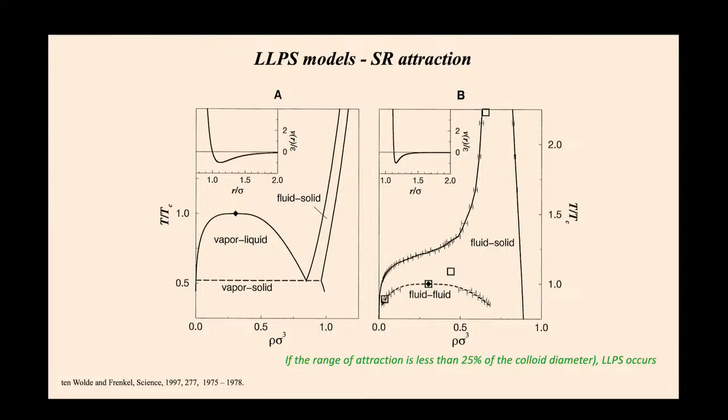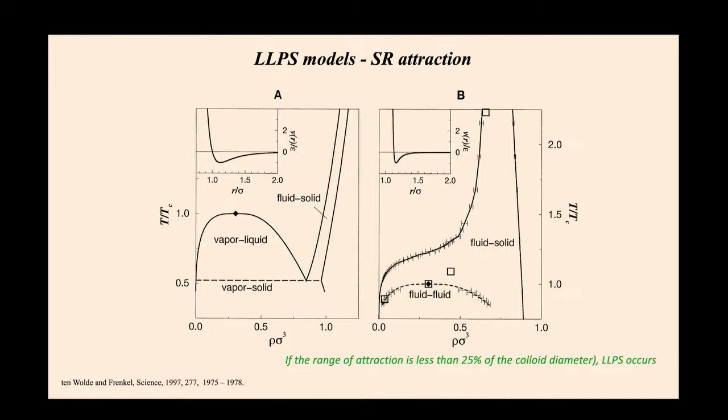What you see here is the Lennard-Jones potential between a pair of colloids. Here we have temperature in reduced units, and here we have density in reduced units. You see the classical vapor-liquid equilibrium, and there is a solid-liquid equilibrium, and then there is a vapor-solid equilibrium. It's very typical of any molecular fluid.